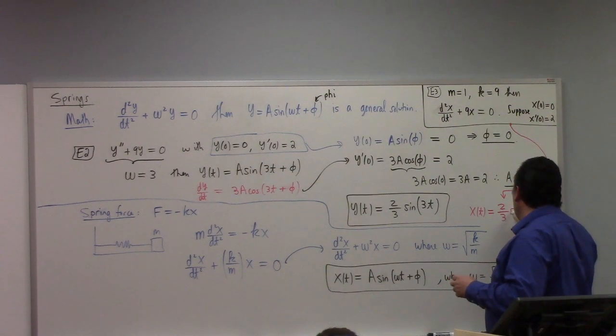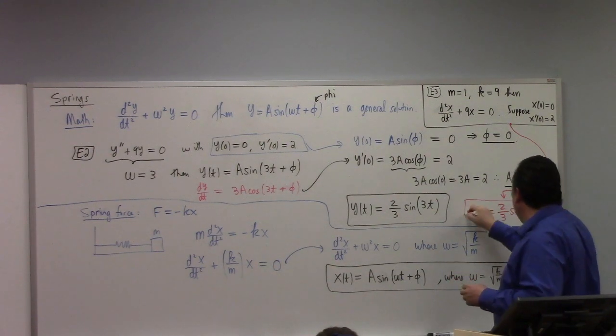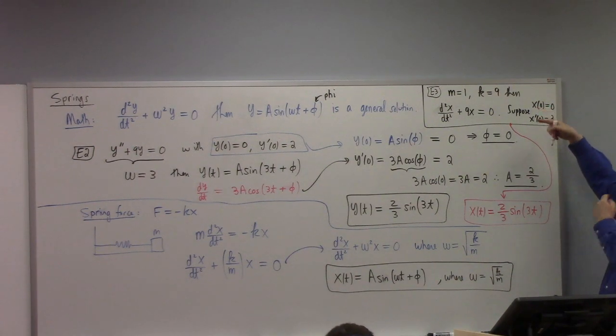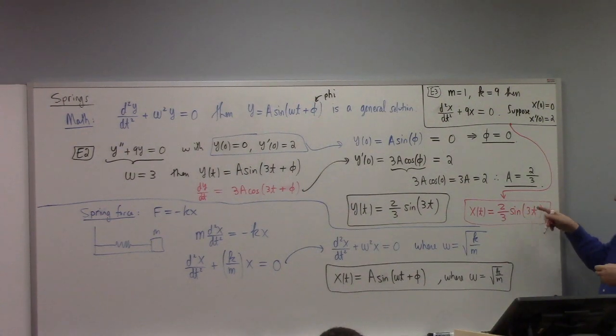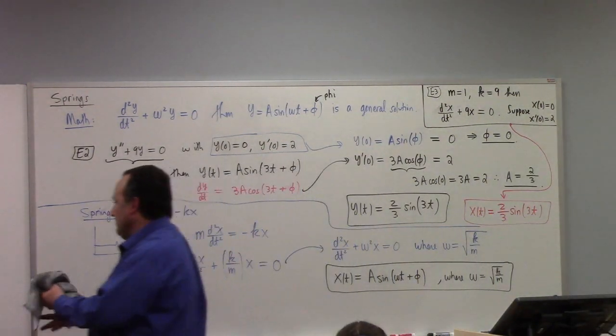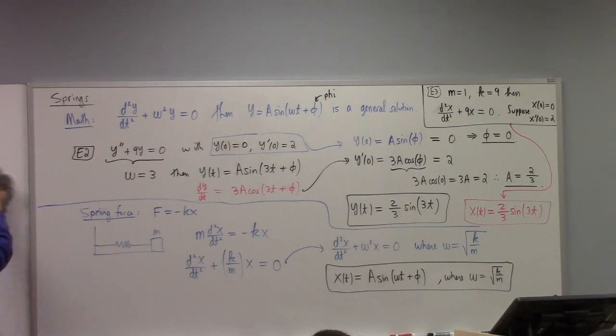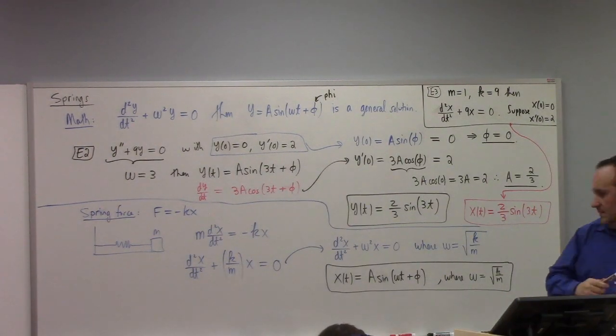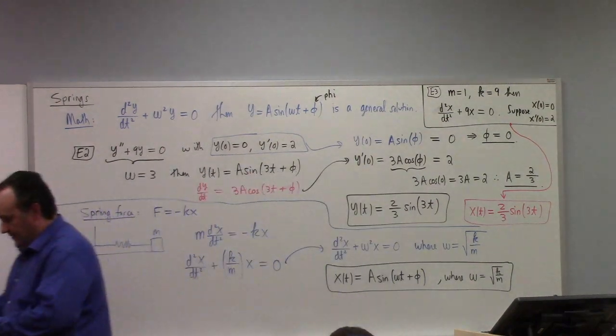2/3 sine of 3t, right? That would be the solution to that physics problem. All right? We have an amplitude of 2/3, and the angular frequency here is 3. So the spring mass problem, we can say a lot more about this, right? So let's talk about it.